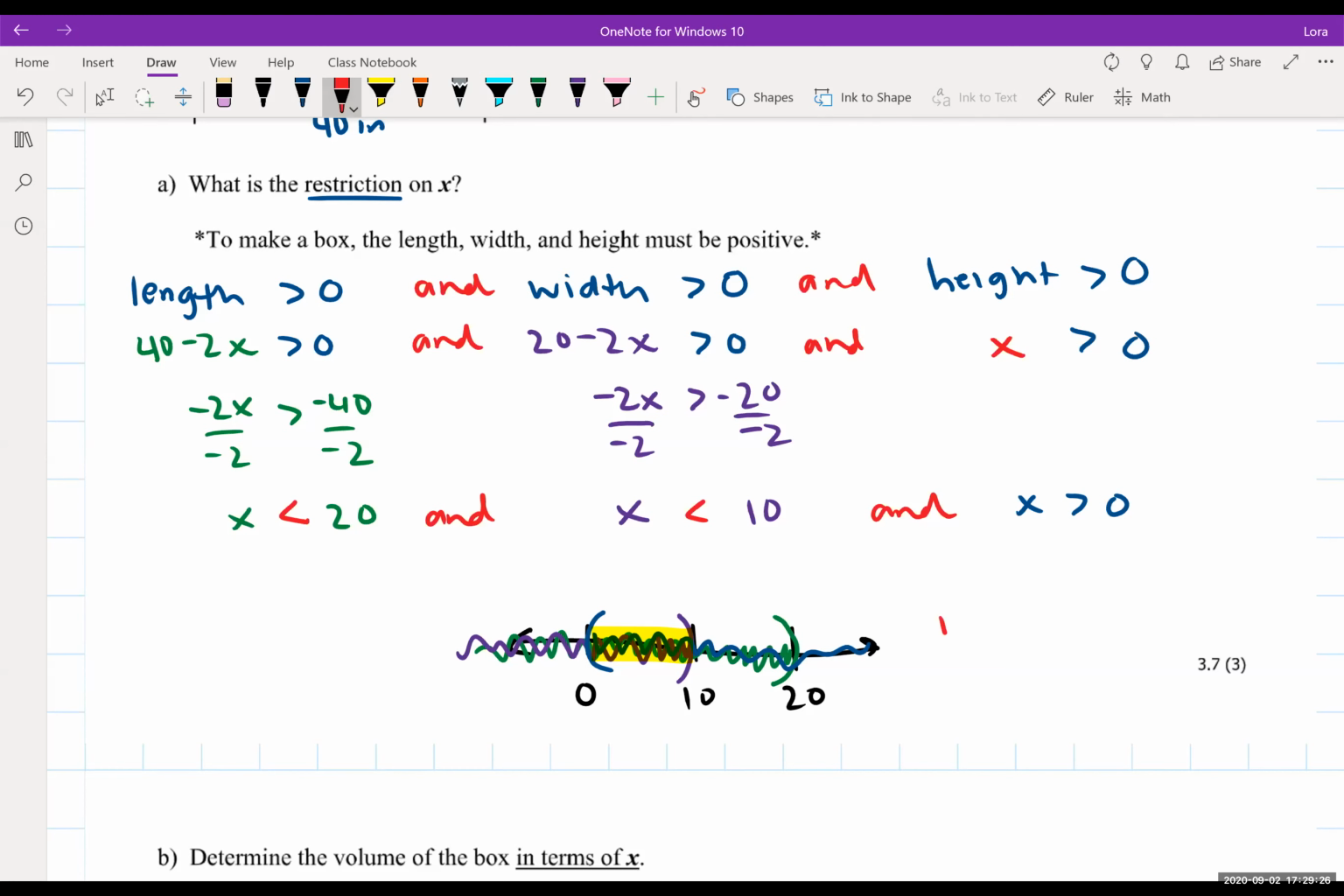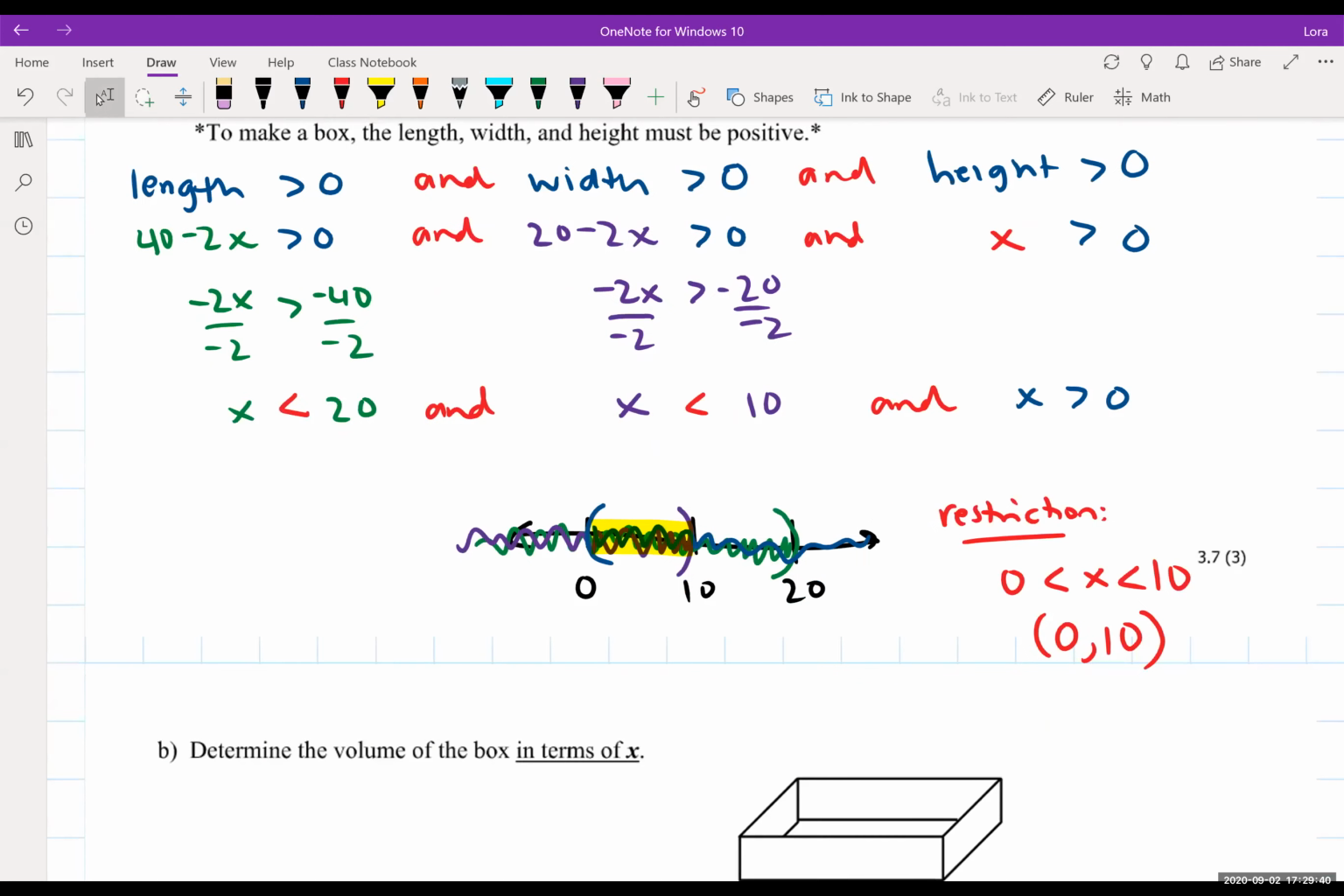So your restriction, you can say that 0 is less than x is less than 10. Or if you want to write interval notation, you can say 0 to 10. But make sure you're dealing with all the numbers in between 0 and 10. It's not just 0 and 10, it's every single number that could work. So that would be the answer to part A. Also useful when you use your TI.